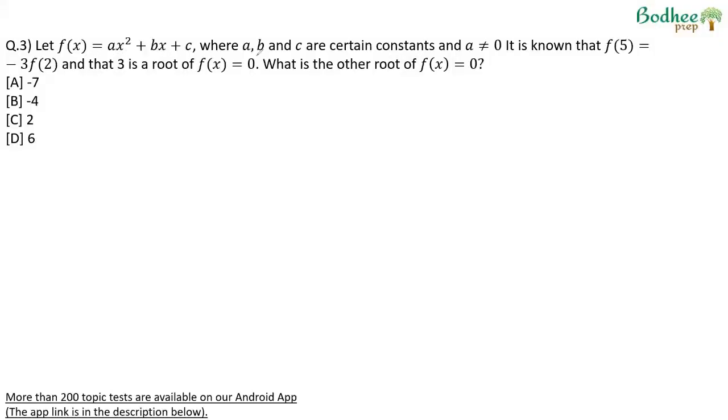f(x) is ax square plus bx plus c, where a, b, c are certain constants and a is not equal to 0. It is known that f(5) is equal to minus 3 f(2). So we first put it in this condition. f(5) is given to be minus 3 times f(2).